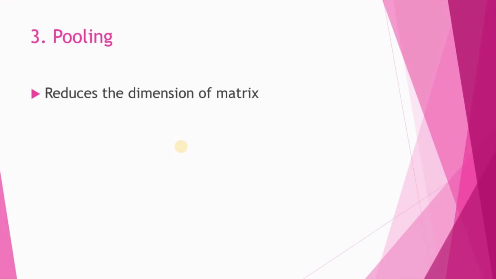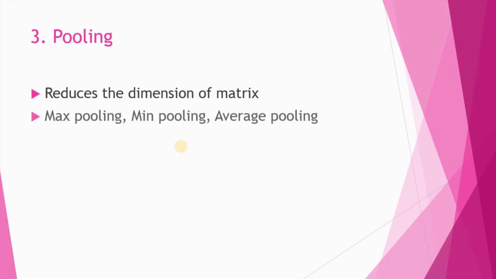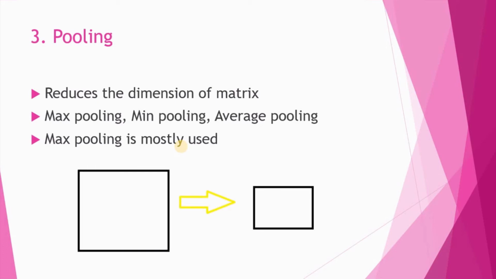Now let's discuss another step, that is pooling. The use of pooling is to reduce the dimension of the matrix of an image. We have different types of pooling like max pooling, mean pooling or average pooling, and mostly we use max pooling. So this step reduces the dimension of the matrix. If the dimension of the first matrix is this, then it will reduce the dimension of the matrix to this size.